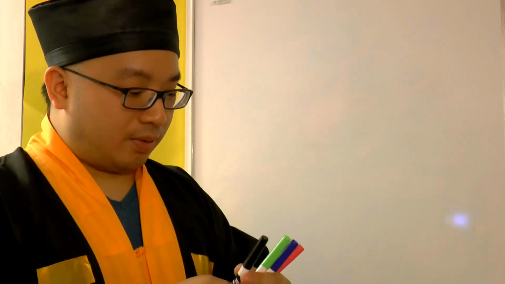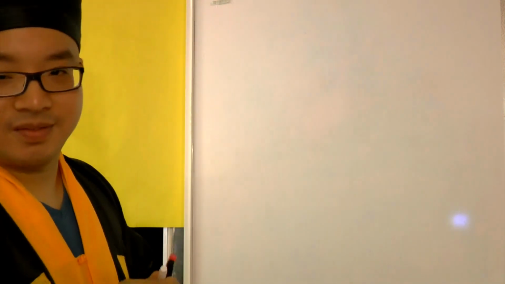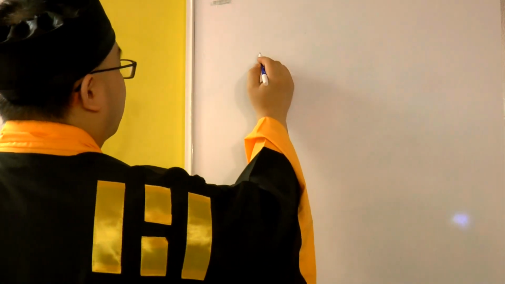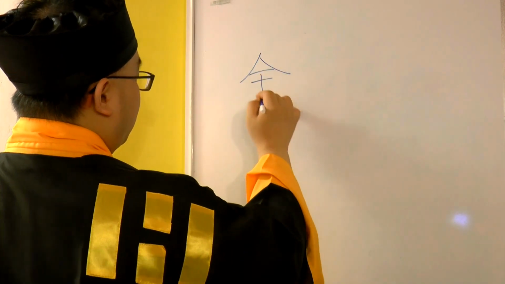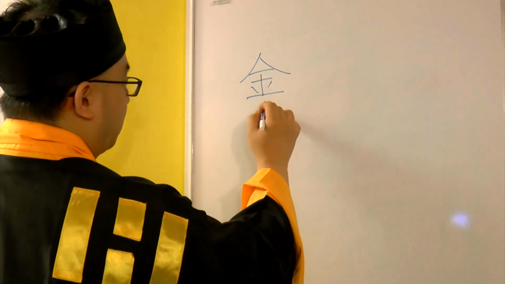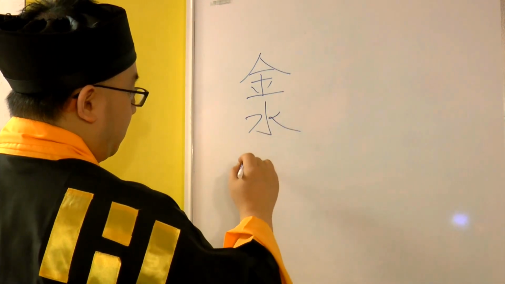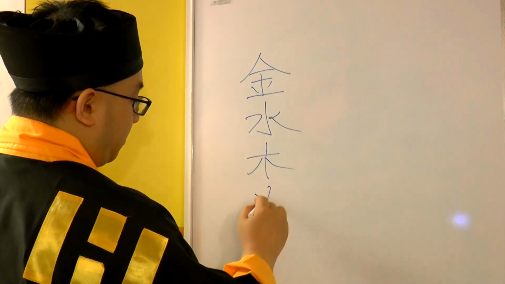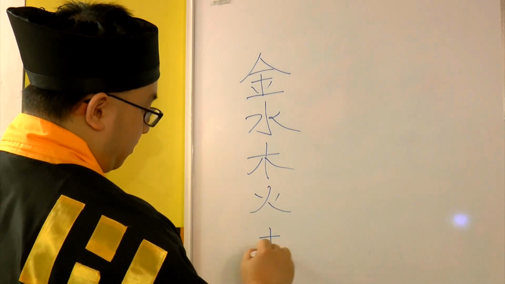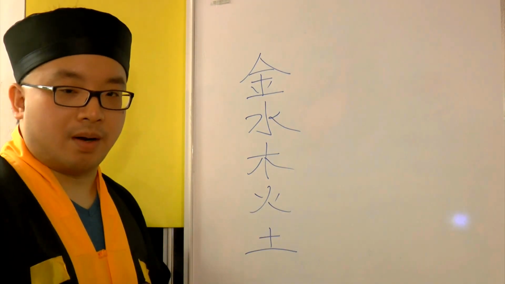So let's get going. Now this lesson will be talking about a theory of the 5 elements. Okay, what are the 5 elements? Let me just write them down and we'll go through them one by one. Okay, so one by one, guys.